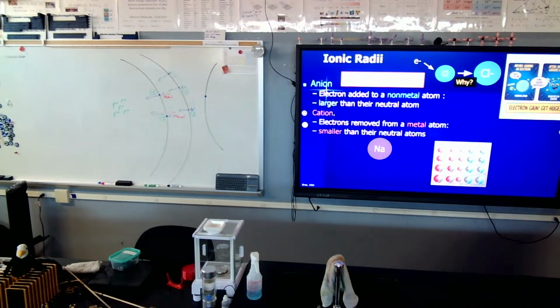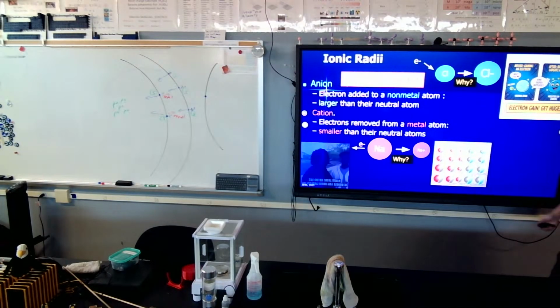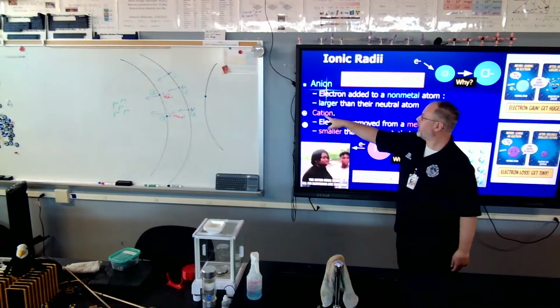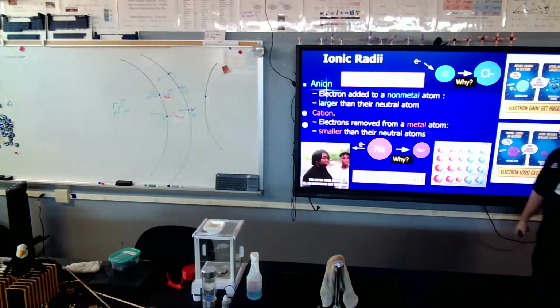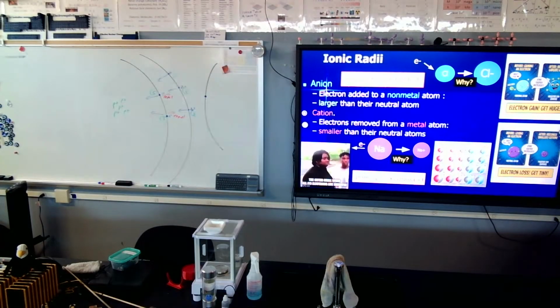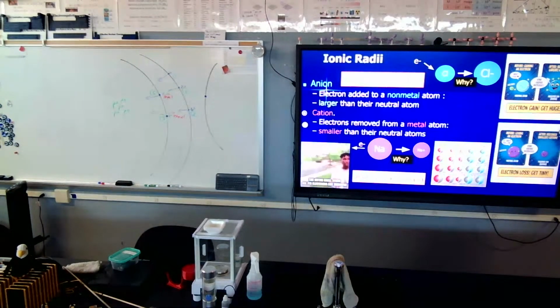So a cation is called a positive ion. I don't have a good mnemonic for that. Just there's a T in there. It looks like a plus sign. A cation is a positive ion, and when you remove an electron, two things can happen. One, the outer shell encounters less repulsion, which should make sense. It's the opposite of the previous concept.